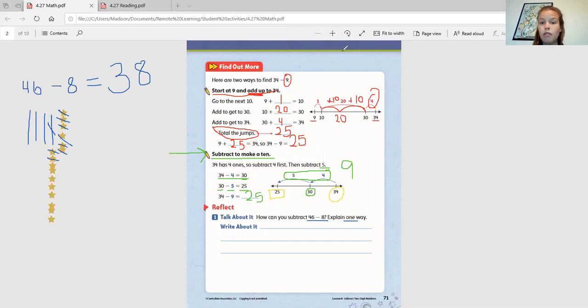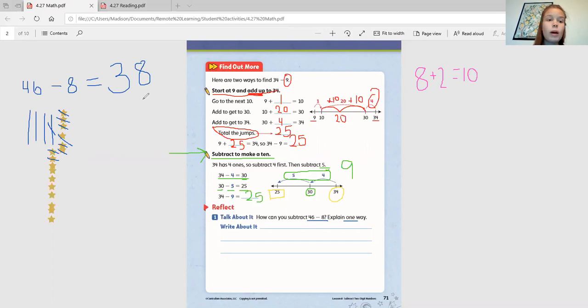Exactly. Now we could get to this answer too by starting at this smaller number and adding up. So let's try that over here. We'll give you some extra practice. We'll give that one a shot. So over here we're going to start with 8. And remember, we want to get to the next friendly number, which is going to be 10. So we're going to add 2 equals 10.